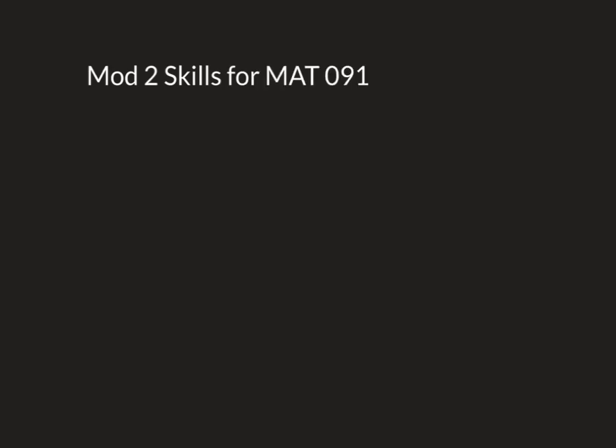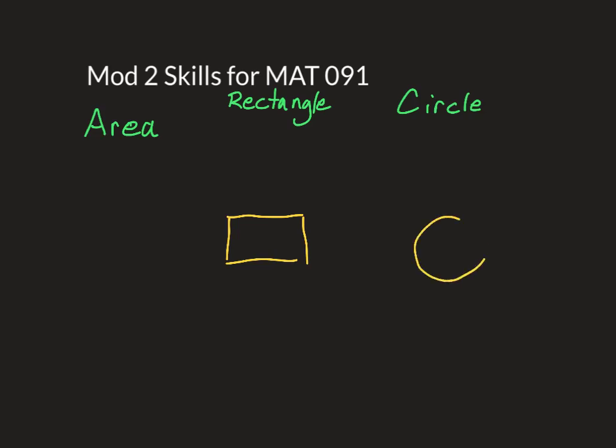So this video is designed to outline some skills that we used during our discussions of Module 2 in Math 091. So hopefully this will give you some review of the things that you've learned. So we've talked about areas of rectangles. We talked a little bit about areas of circles, or at least we did in Module 1. I think we hit that a couple of times in Mod 2. But the area of a rectangle is just its length times its width.